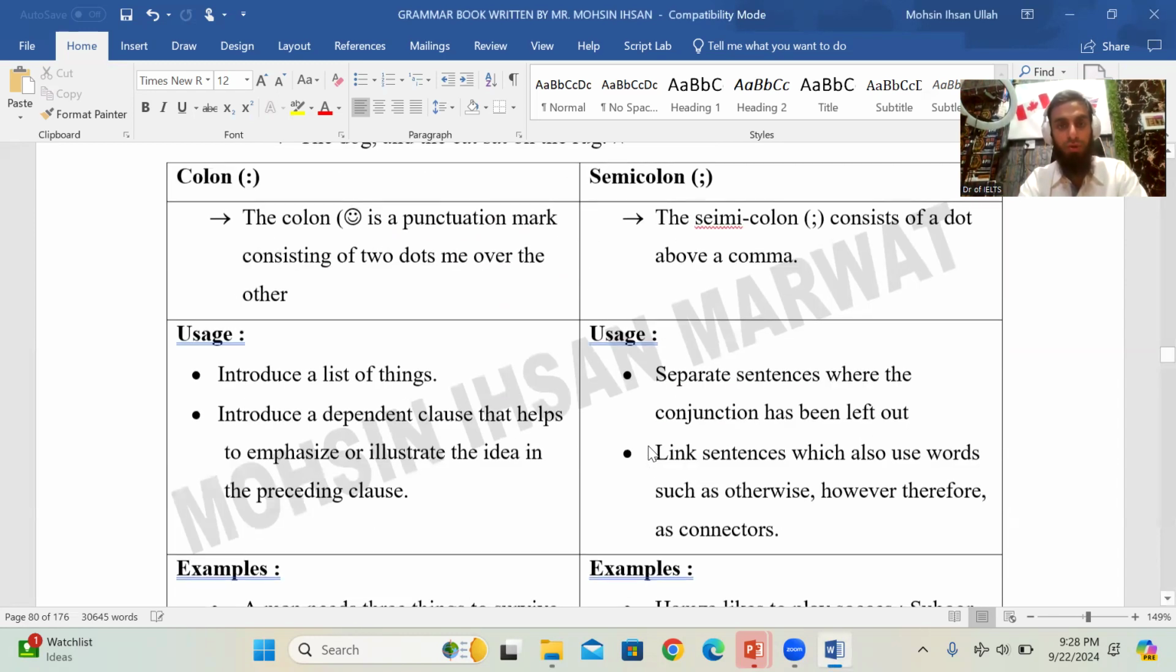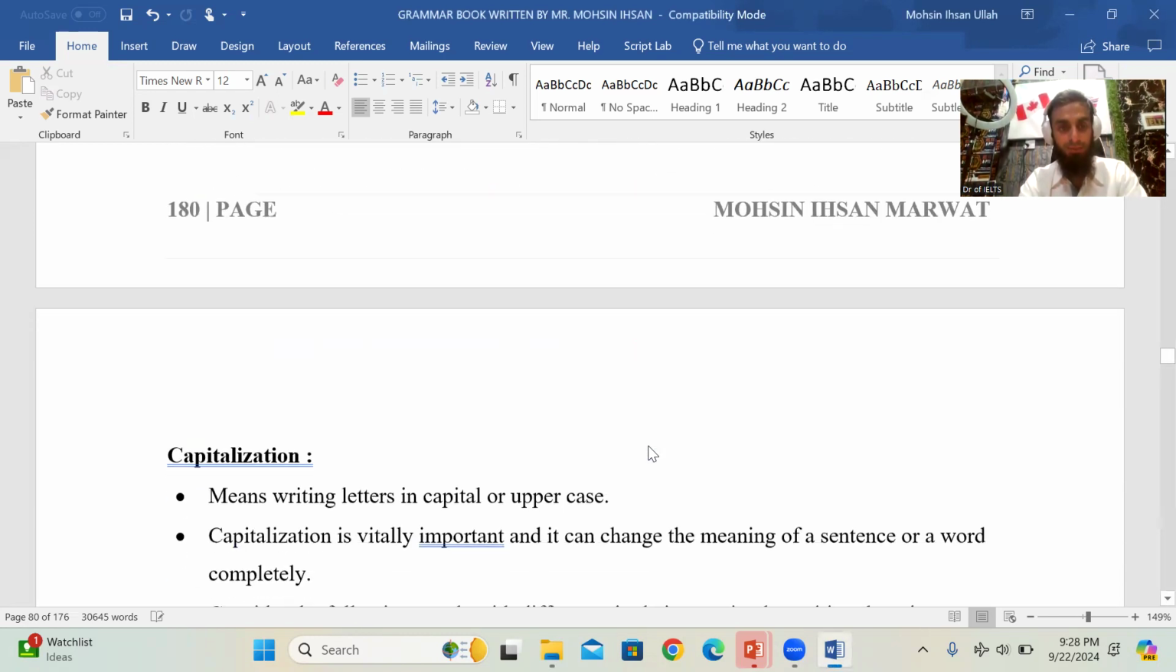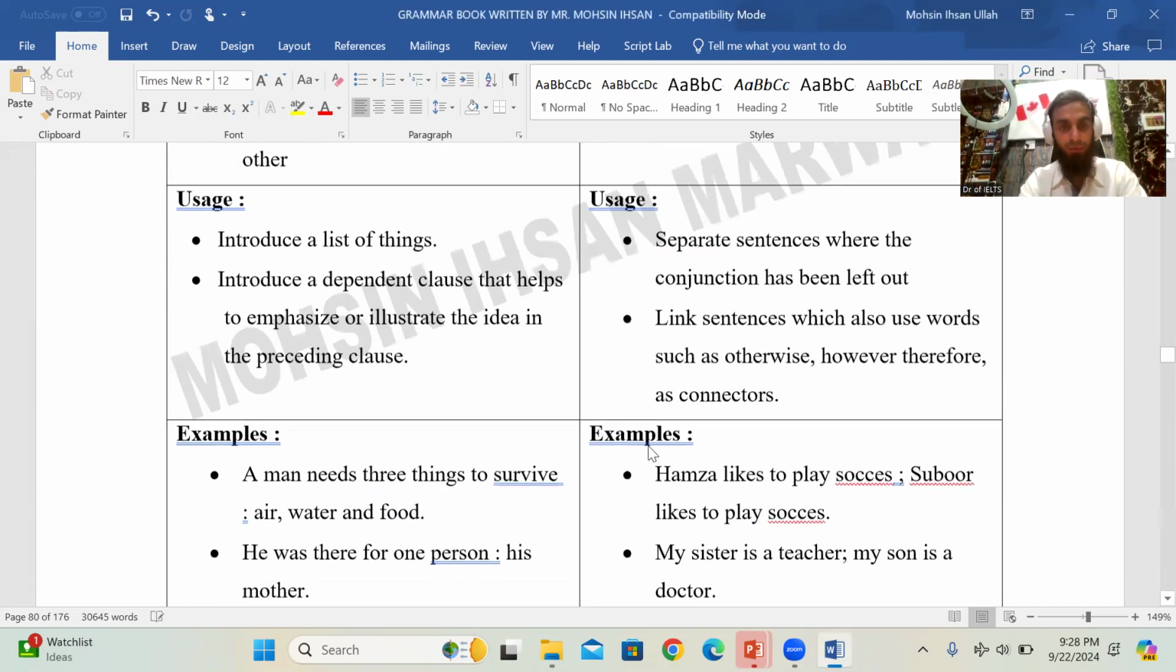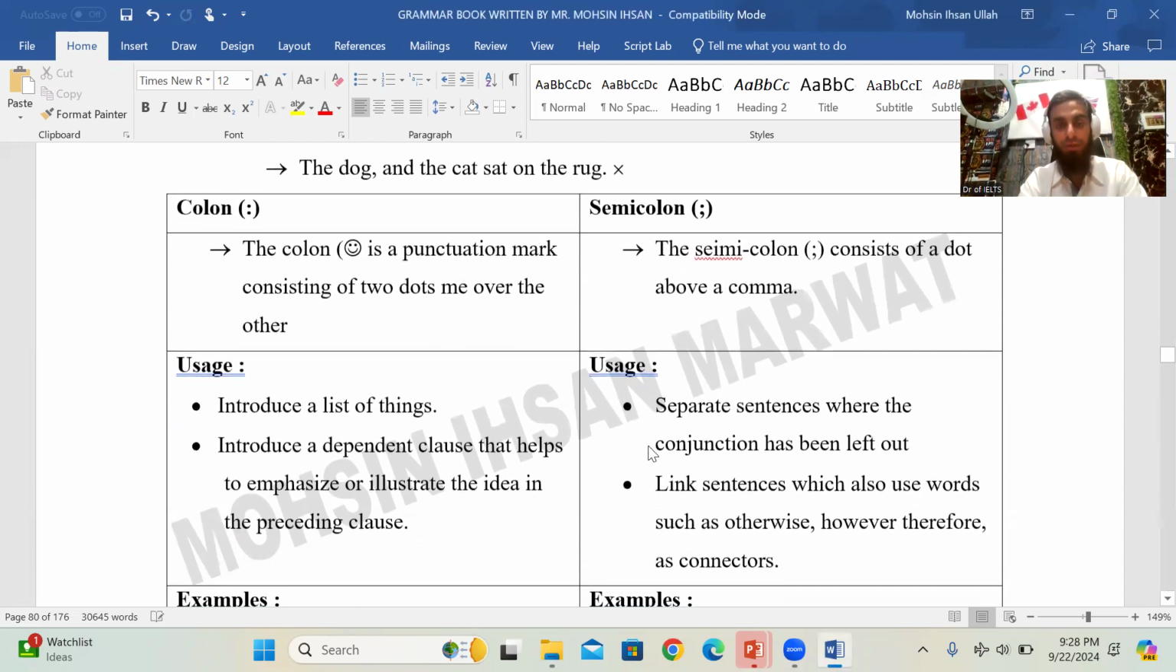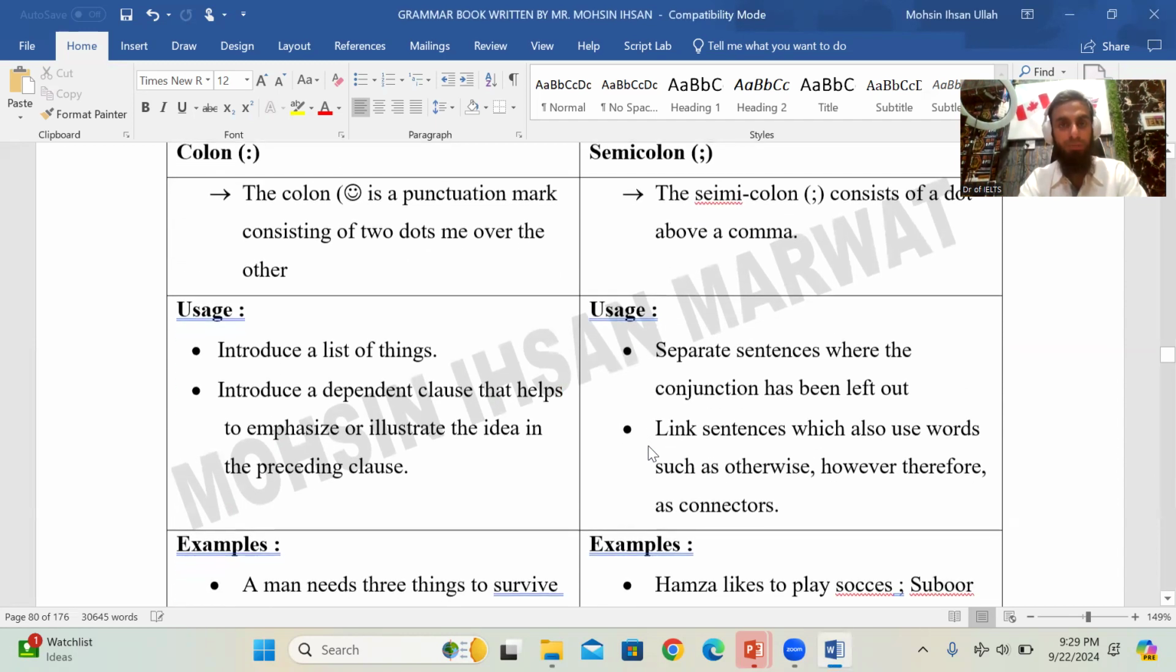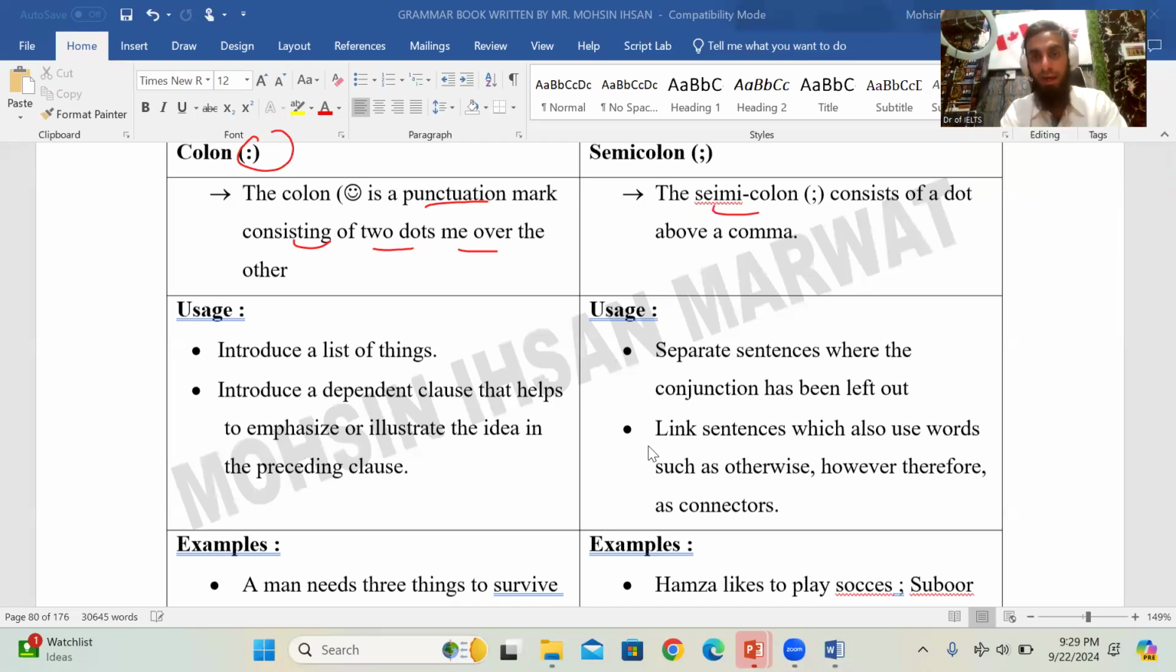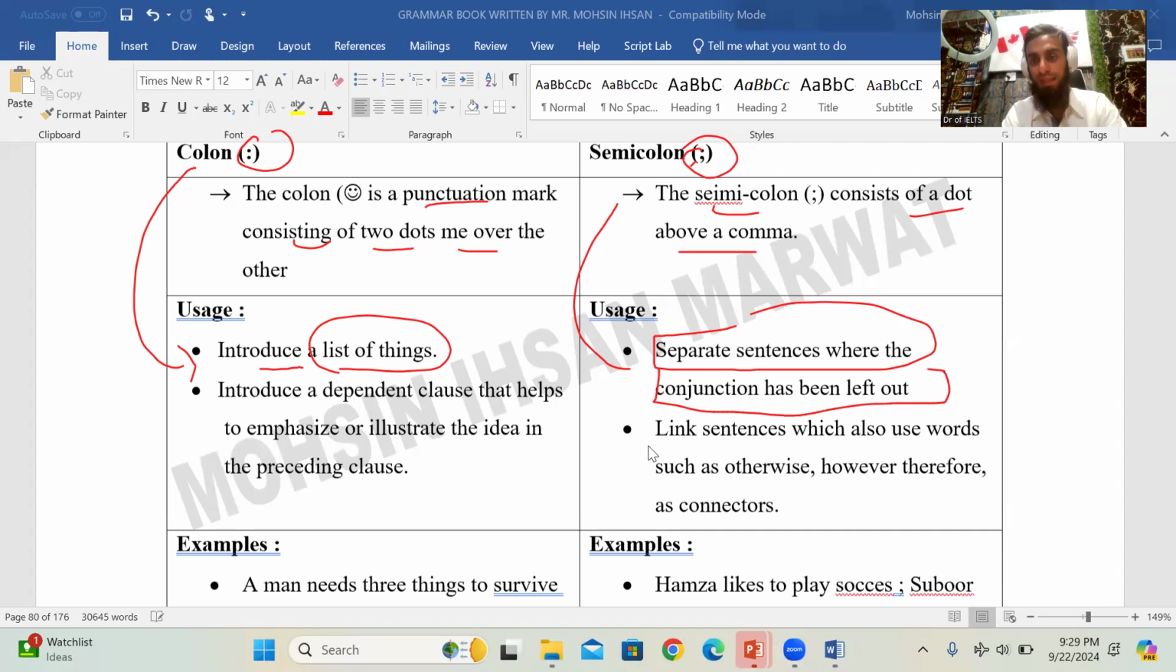Okay. Then we have colon and semicolon. Just get a little bit of a brush up of this, then capitalization, and then we will move towards the important and very, very interesting discussion called subject verb agreement. So I'm concluding the comma topic here with colon. The colon is a punctuation mark consisting of two dots like this, right? And the semicolon consists of a dot above a comma. Now, the colon is used to introduce a list of things, while the semicolon is used to separate sentences where the conjunction has been left out.